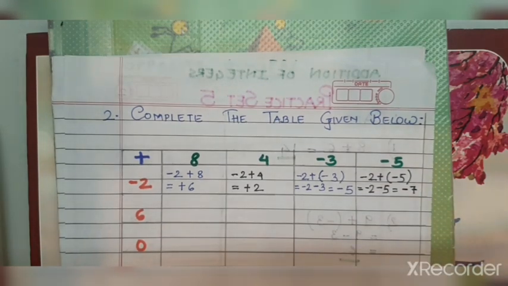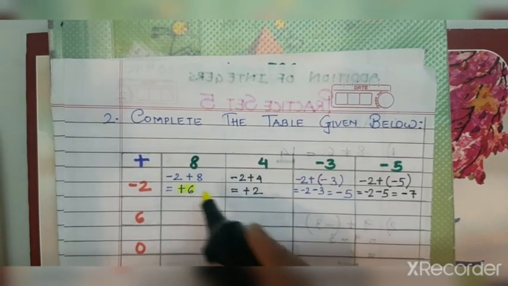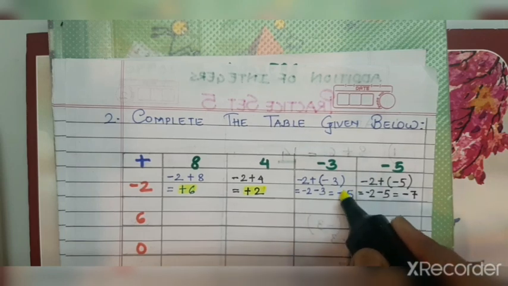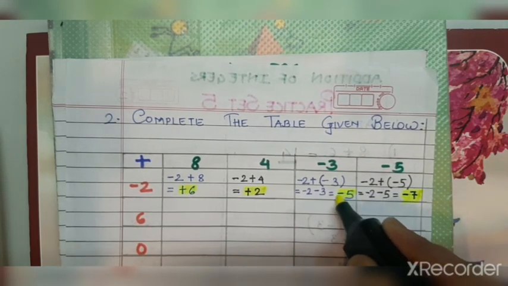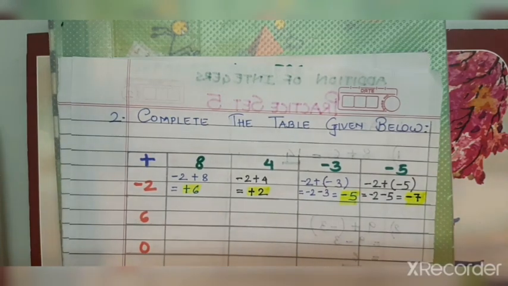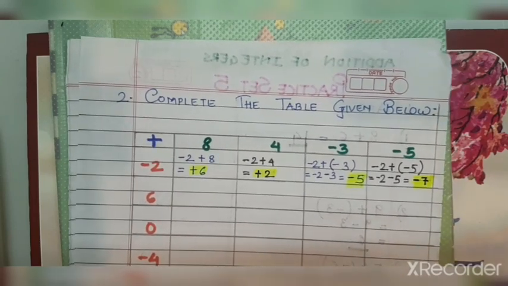I'll just highlight the answers here so it becomes easier for you to understand. These are the answers. You need not do this in your notebook. You just keep it simple. Write with a blue pen. You can make the table.